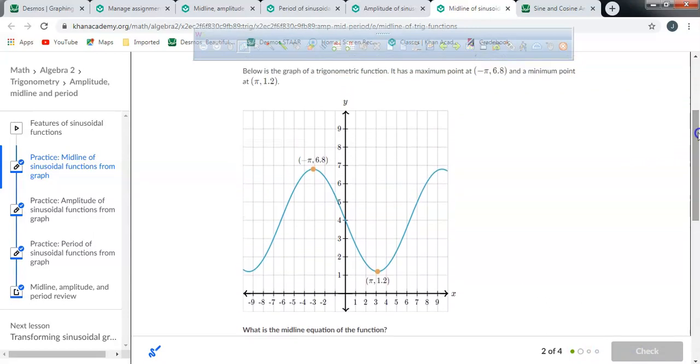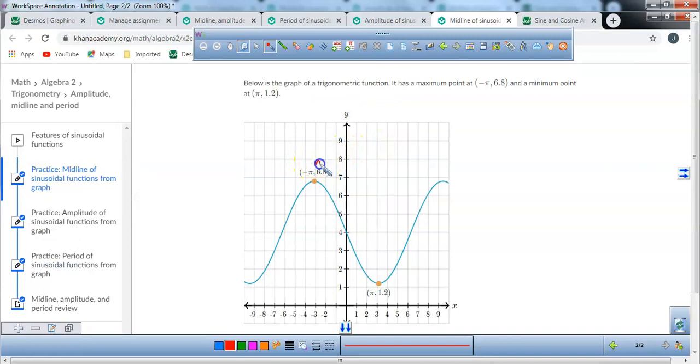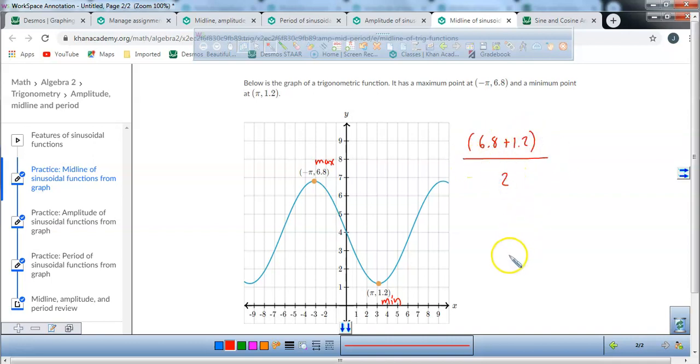All right, let's check this one. Oh, this is going to be super easy. Look at this, it gave us the maximum and it gave us the minimum. So let's say you're given the maximum and the minimum. Well, the midline goes right perfectly between the maximum and the minimum. So how do we find the average? Let's go back to junior high. We're going to add these together, 6.8 plus 1.2, and divide by 2.